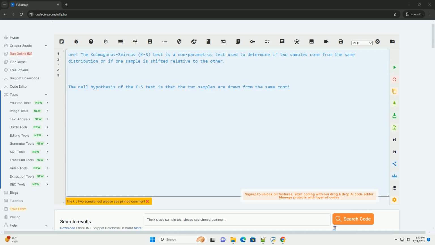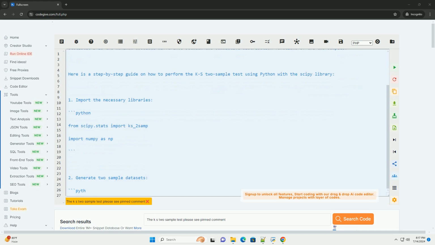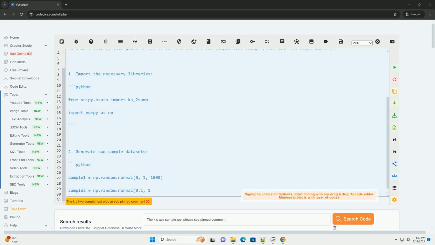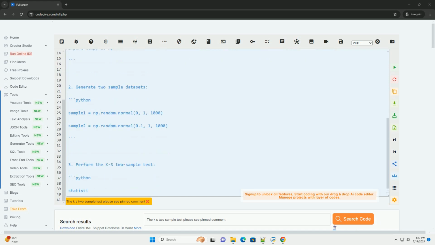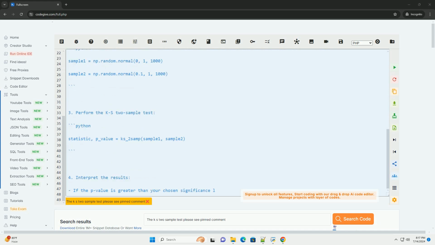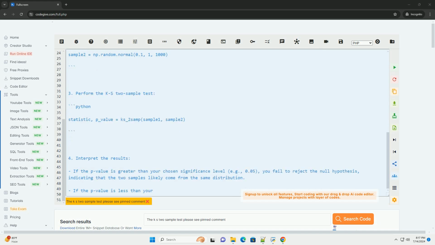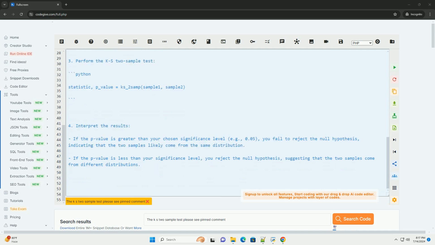Sure. The Kolmogorov-Smirnov, KS, test is a non-parametric test used to determine if two samples come from the same distribution or if one sample is shifted relative to the other. The null hypothesis of the KS test is that the two samples are drawn from the same continuous distribution. The test statistic D is the maximum absolute difference between the cumulative distribution functions of the two samples.